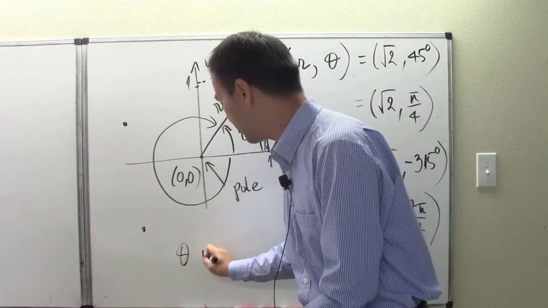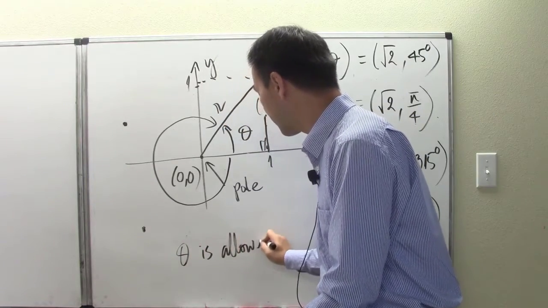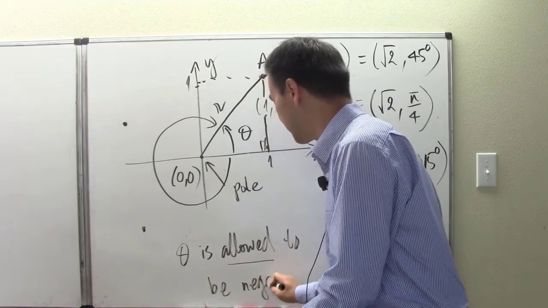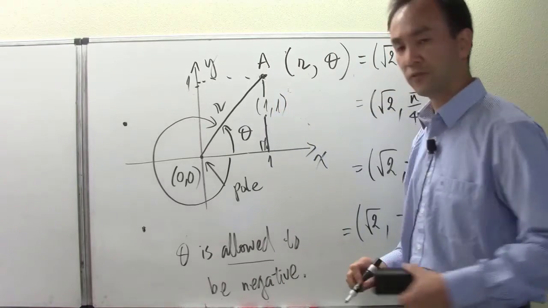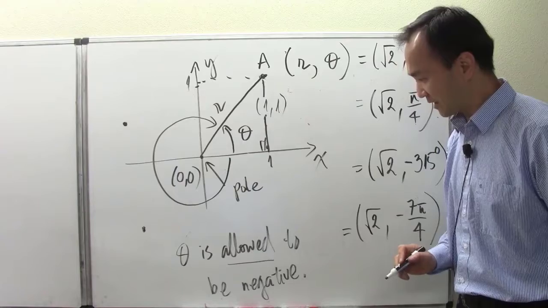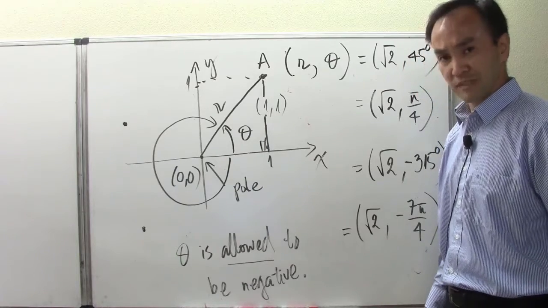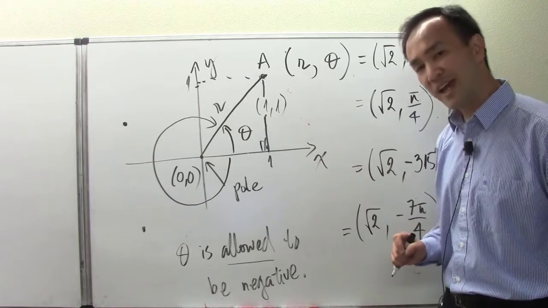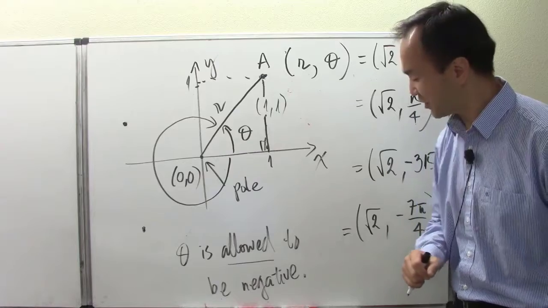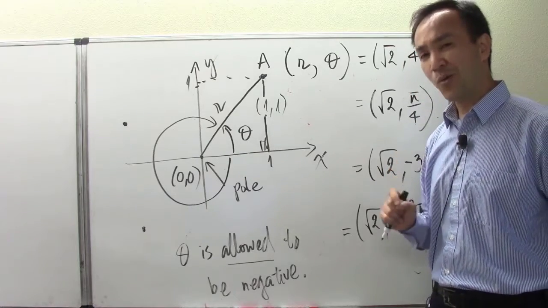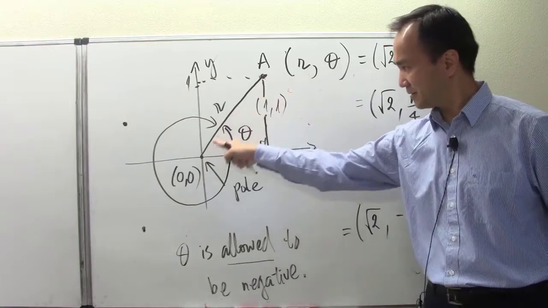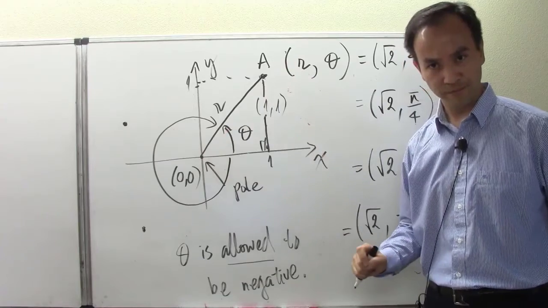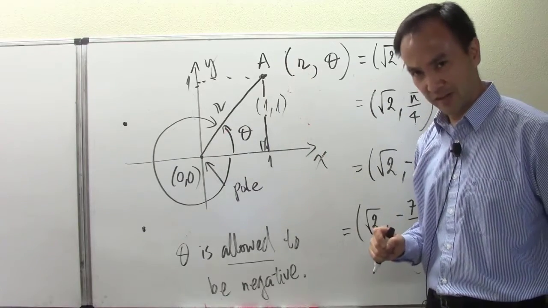Angle theta is allowed to be negative. That's one thing that's completely allowed. And now, after being aware that theta is allowed to be negative, there's another shocking news right here. In the way I have been explaining it, this radius is how much distance from the point A to the pole. But here's a big surprise.